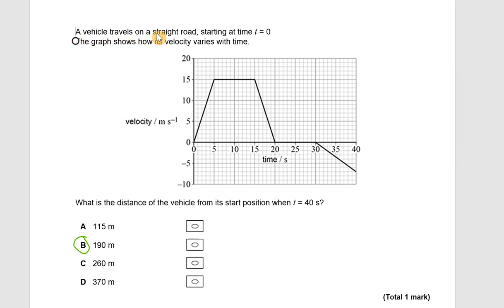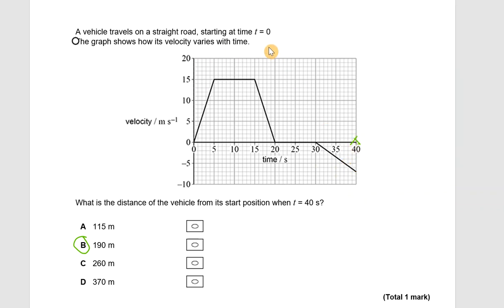A vehicle travels on a straight road starting at time t equals 0. The graph shows how its velocity varies with that time. What is the distance of the vehicle from its start position when time is equal to 40 seconds?